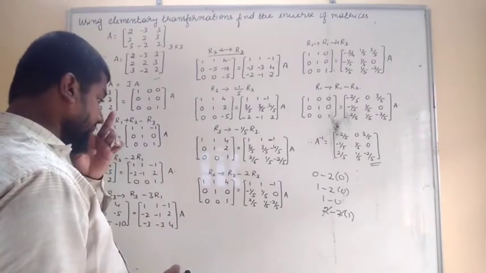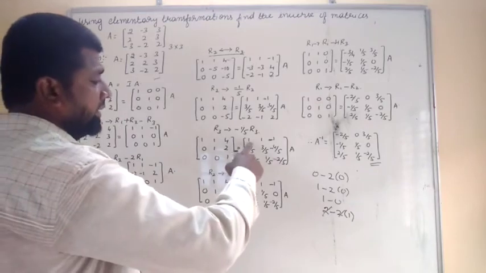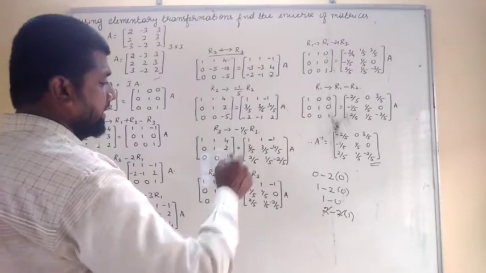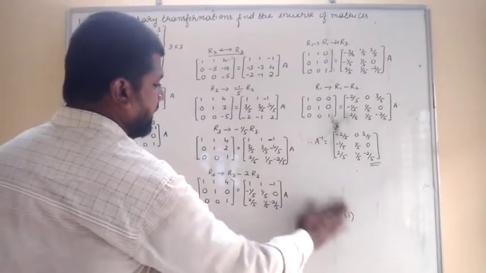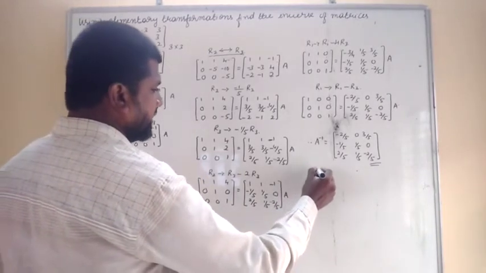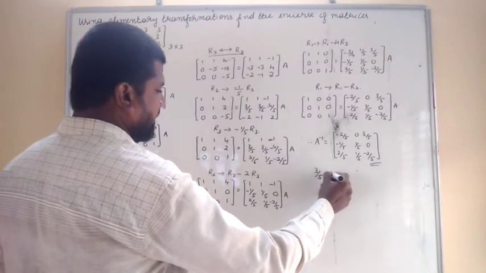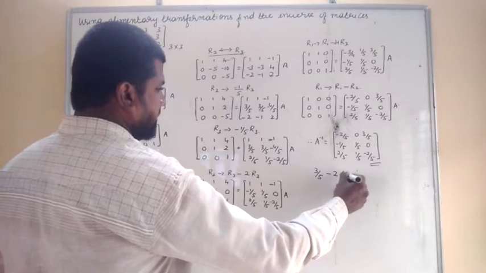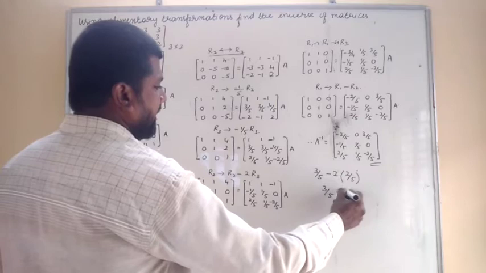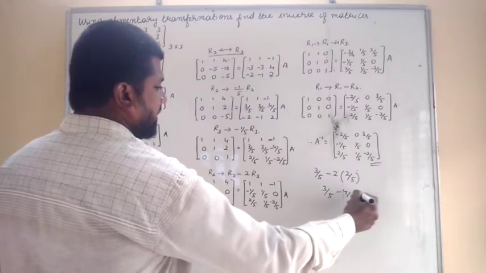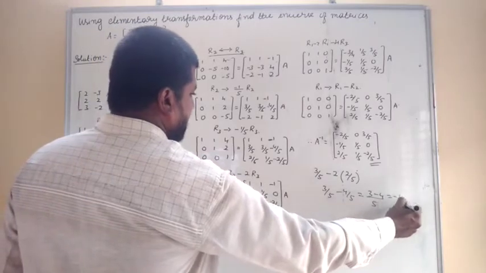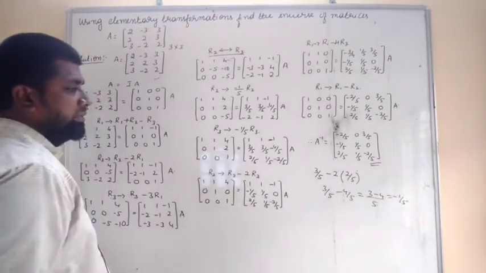Then next, let us go to the right side. The first row is 1 1 minus 1. The second row you have to change here. In the second row, the first element is 3 by 5 minus 2 into the R3 element, which is 2 by 5. If you multiply 3 by 5 and then minus 4 by 5, you are getting, since the denominators are the same, LCM 5. Then 3 minus 4 you are getting minus 1 by 5. You got the first element as minus 1 by 5.